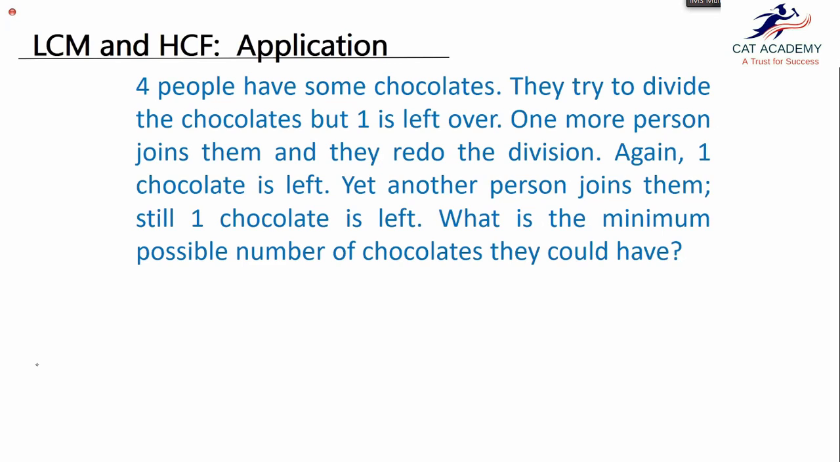Next, 4 people have some chocolates. They try to divide, but one chocolate is left over. One more person joins them. They redo the division, and again one chocolate is left over. Yet another person joins them. Still one chocolate is left over. Then what is the minimum possible number of chocolates that they could have?